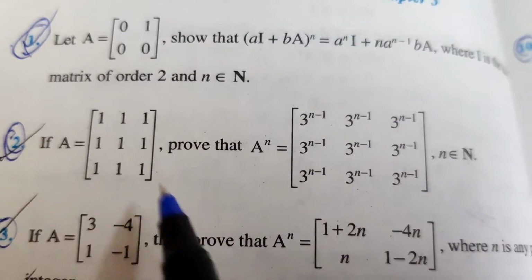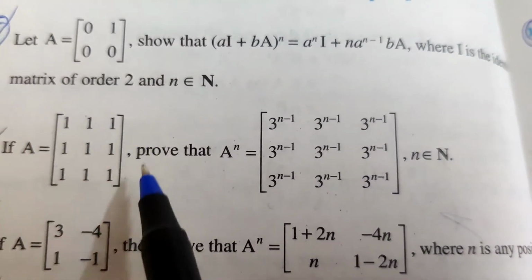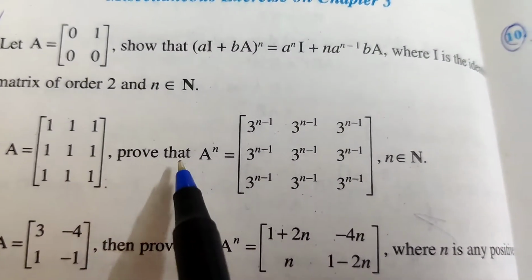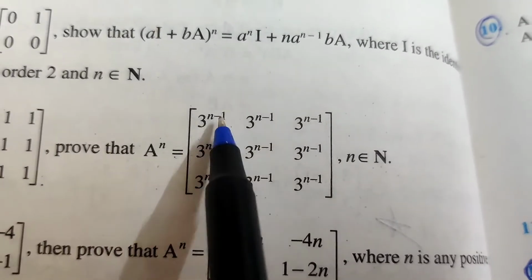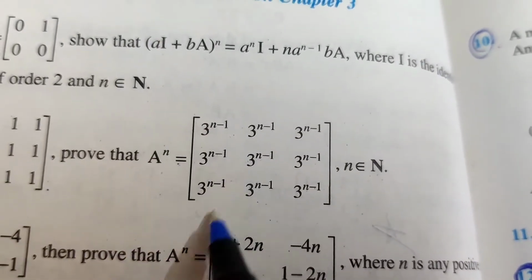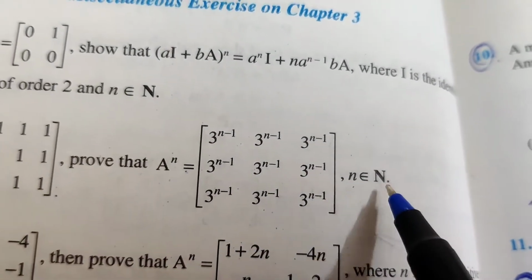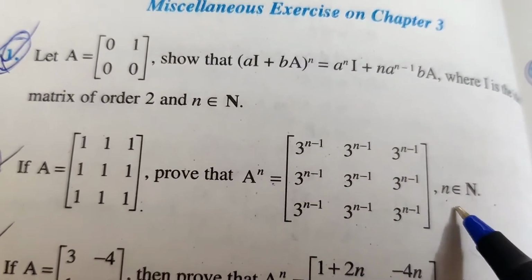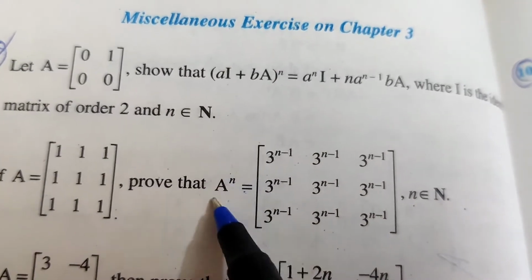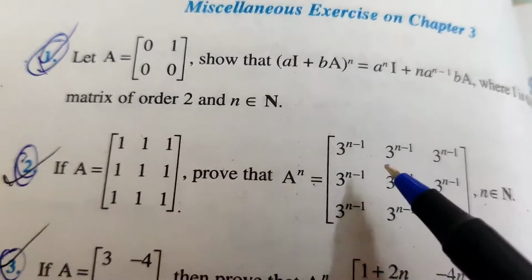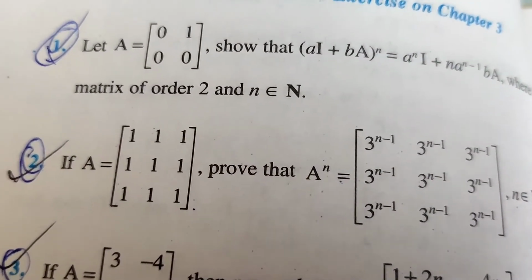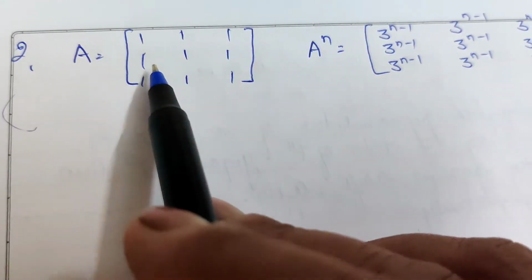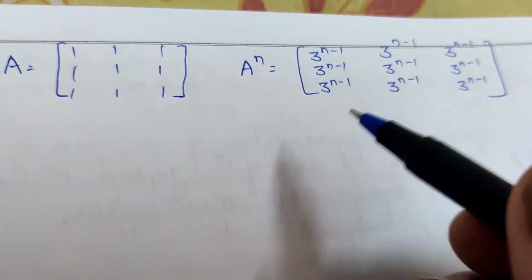Same question. If A equals the matrix [[1, 1], [1, 1]], prove that A raised to power n equals the matrix with entries 3^(n-1) and so on, where n belongs to the natural numbers. We will also prove this by mathematical induction, that this is true for all the values of n. Question number 2. This is the matrix and A raised to power n is this.